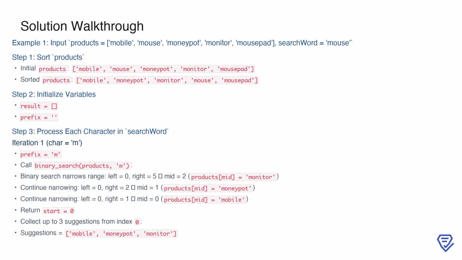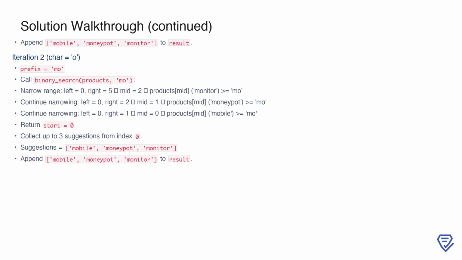Next, we initialize an empty list called result to store the final output and a variable prefix to build the search prefix character by character. Now, we start processing each character in the search word, which in this case is mouse. For the first character M, we update prefix to M and perform a binary search to locate the starting point of products that match this prefix. The binary search narrows the range by repeatedly comparing the middle element of the current range with the prefix. Here, the process leads to a starting index of 0. From this index, we collect up to 3 suggestions, which are mobile, moneypot, monitor. These 3 suggestions, mobile, moneypot, monitor, are then appended to the result list.